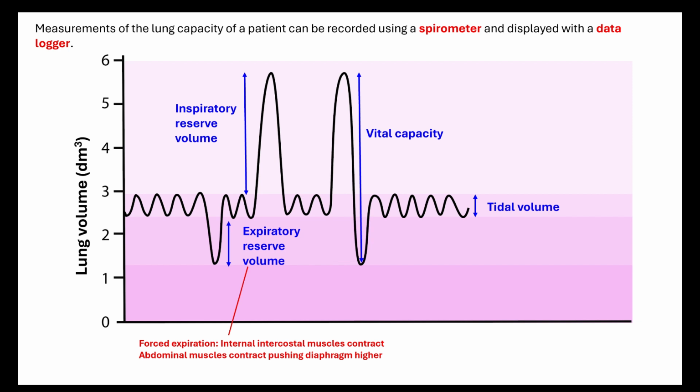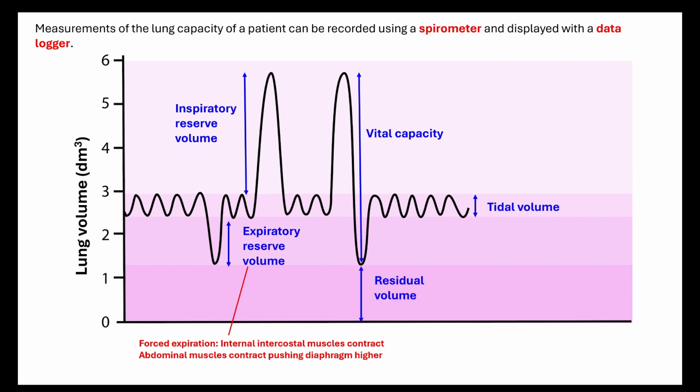So if we looked at the inspiratory reserve volume along with the expiratory reserve volume, that with the tidal volume is actually called your vital capacity. So the vital capacity goes all the way from the peak of the inspiratory reserve volume right the way down to the trough of the expiratory reserve volume. So make sure you know these definitions.